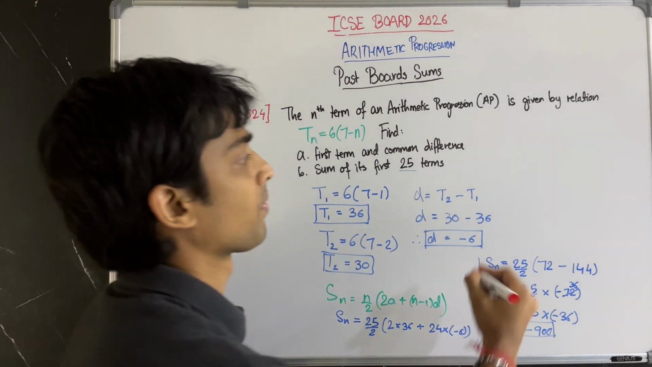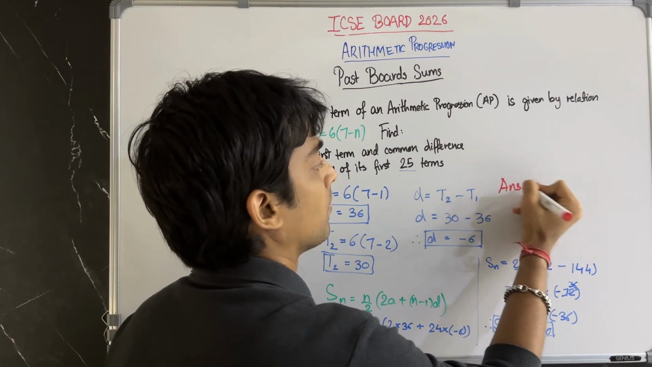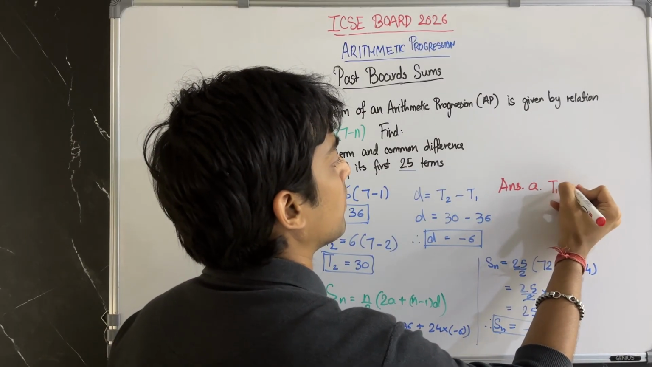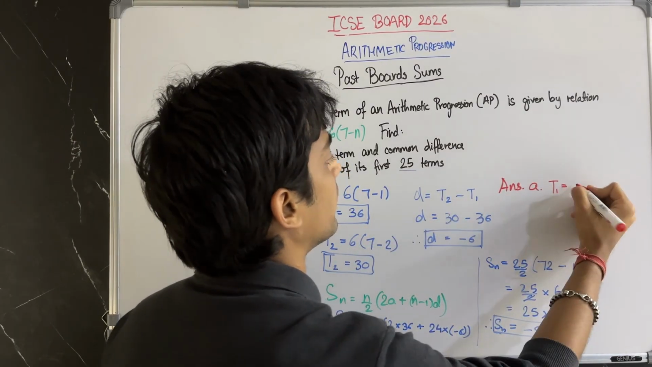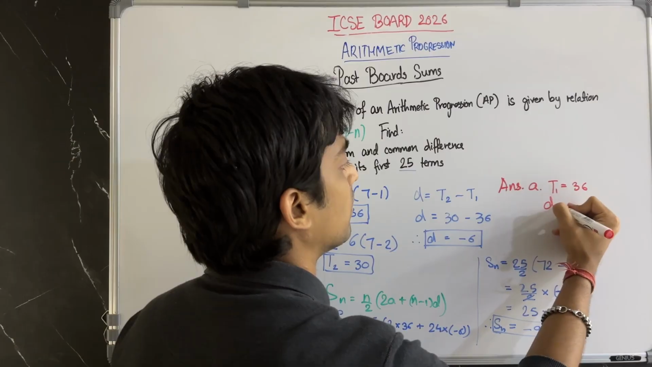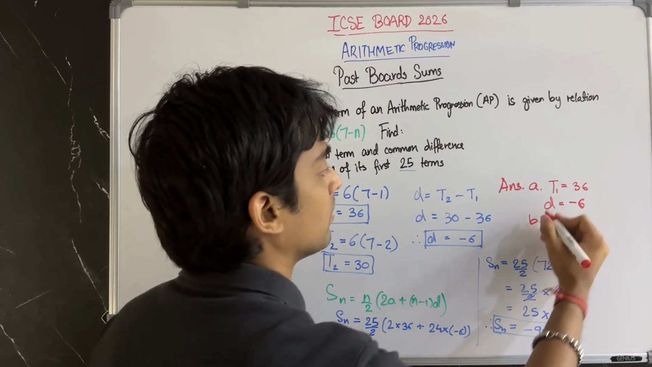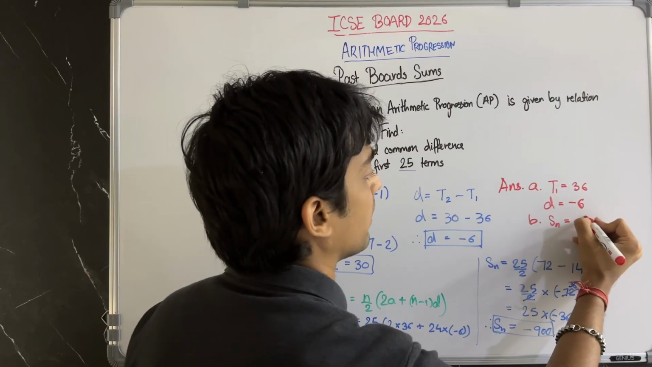So the answer is A, T1 equal to 36, d equal to minus 6, and B, Sn equal to minus 900.